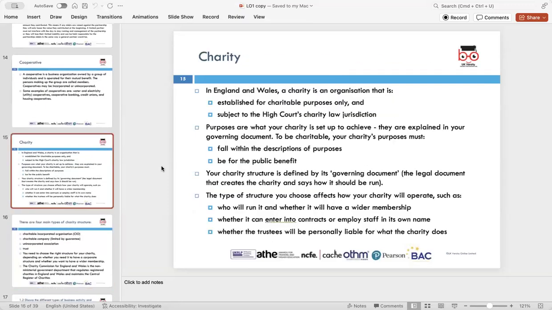The type of structure that you select has an impact on many aspects of your charity's operations, including but not limited to the following: who will run it and whether it will have a wider membership, whether it will be able to enter into contracts or hire staff in its own name, and whether the trustees will be personally liable for actions of the charity.